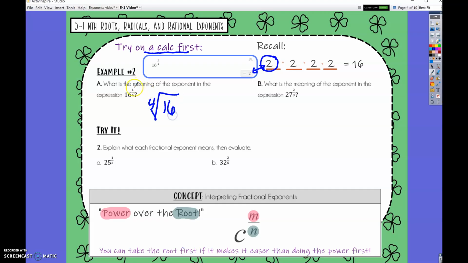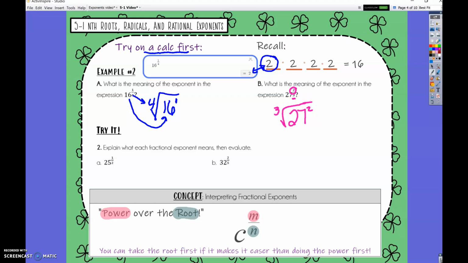And you might say, well, what about this 1? I see where the 4 goes. That's the index. And I see this is the radicand. What is this 1? This is the power. We don't have to write it, but that power is the top part of the fraction, or the numerator. So over here on example 2, part B, you would have 27 as your radicand. You'd be taking the root. We'd want the third root, and the squared would be your power.